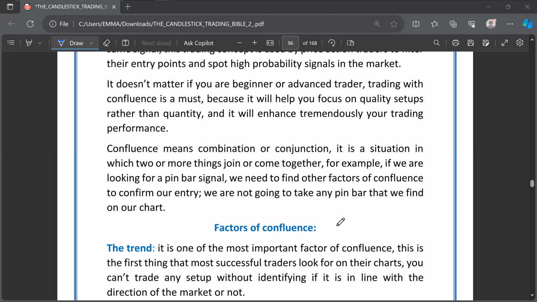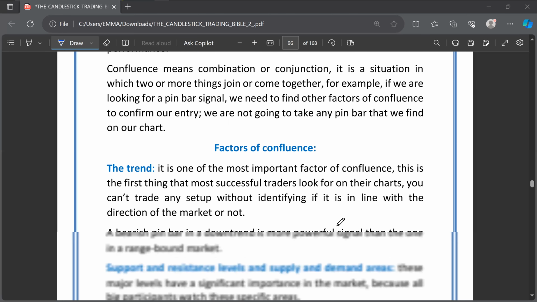For example, if we are looking for a pin bar signal, we need to find other factors of confluence to confirm our entry. We are not going to take any pin bar that we find on our chart. This is a very important point. The fact that we are going to trade pin bars doesn't mean that anytime a pin bar forms, we are going to enter, buy or sell. No. We will look at other factors to give us that conviction.